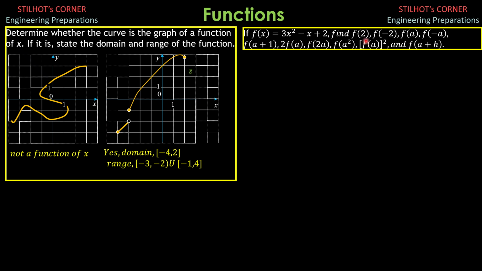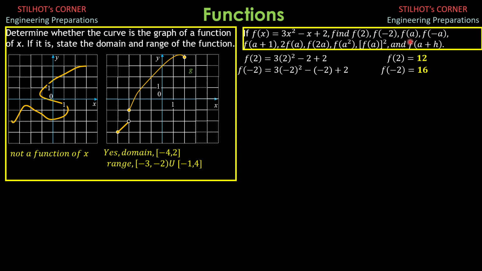So for the first part, f of 2, we just substitute 2 for x. So it is 3 times 2 squared minus 2 plus 2. Therefore, 3 times 2 squared is 12, minus 2 is 10, plus 2 is 12. So f of 2 is 12. F of negative 2: 3 times negative 2 squared minus quantity negative 2 plus 2. So 12 plus 2 is 14, plus 2 is 16. So f of negative 2 is 16.